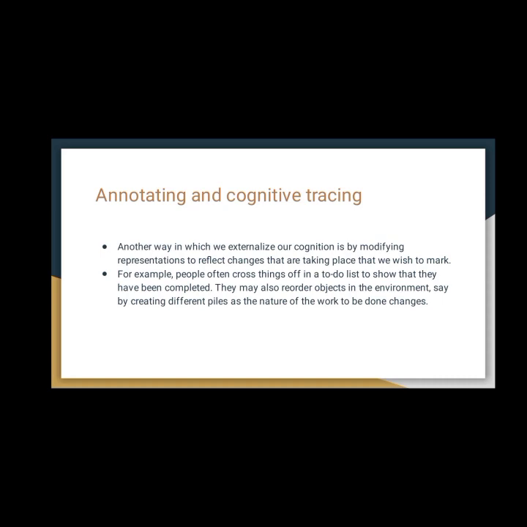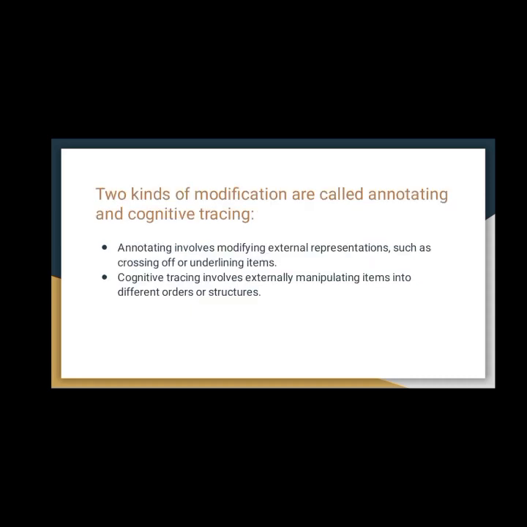Annotating and cognitive tracing. Another way in which we externalize our cognition is modifying representations to reflect changes that are taking place that we wish to mark. For example, people often cross things off in to-do lists to show that they have been completed. They may also reorder objects and environments, say by creating different piles as the nature of work to be done changes. Two kinds of modification are called annotating and cognitive tracing. Annotating involves modifying external representations, such as crossing off or underlining items. Cognitive tracing involves generally manipulating items into different orders or structures.